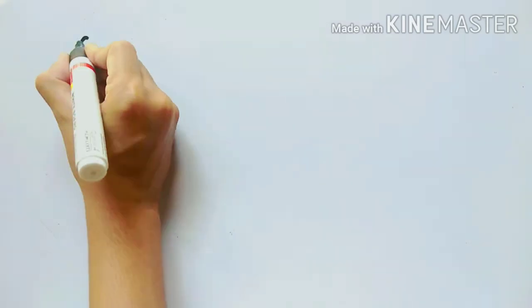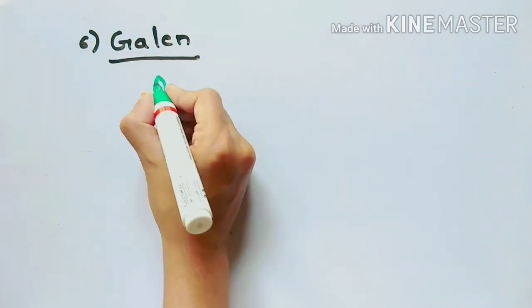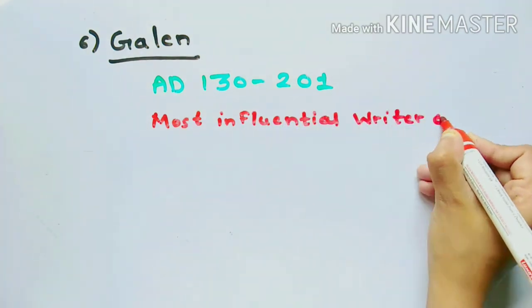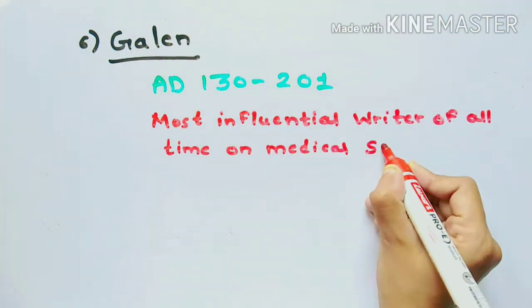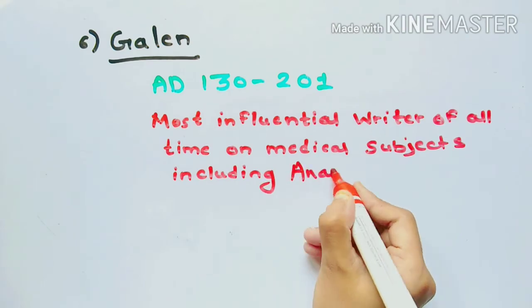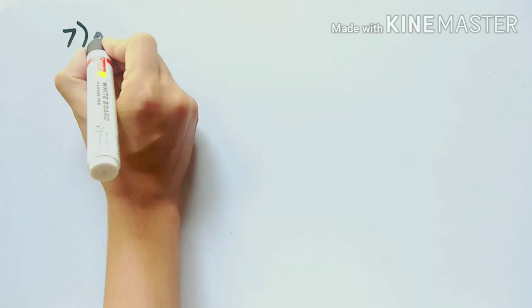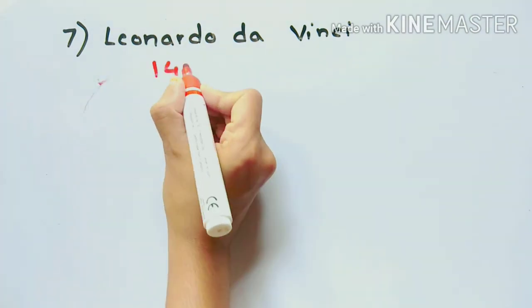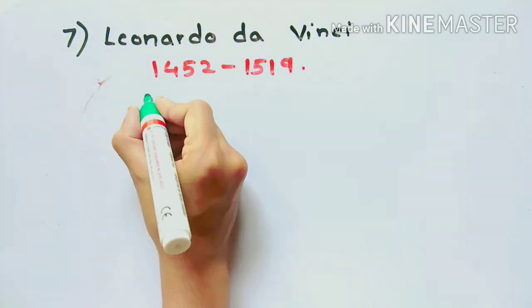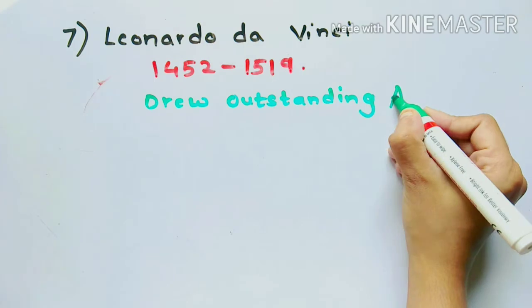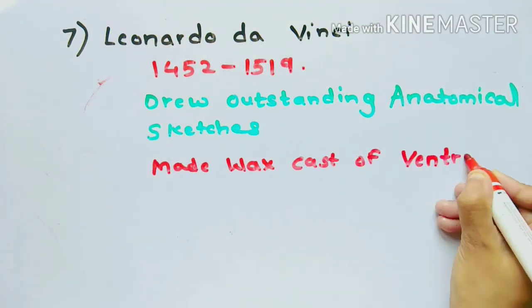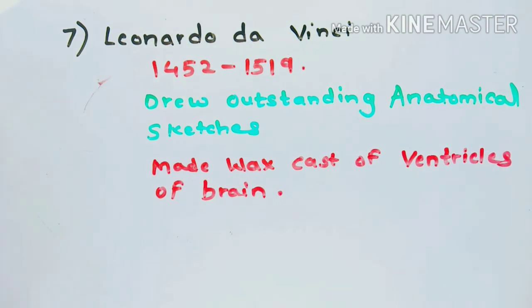Coming up next is Galen, AD 130 to 201. He is the most influential writer of all times on medical subjects involving anatomy. Coming up next is Leonardo da Vinci, the same guy famous for his art Mona Lisa. He drew outstanding anatomical sketches and made wax casts of the ventricles of the brain.